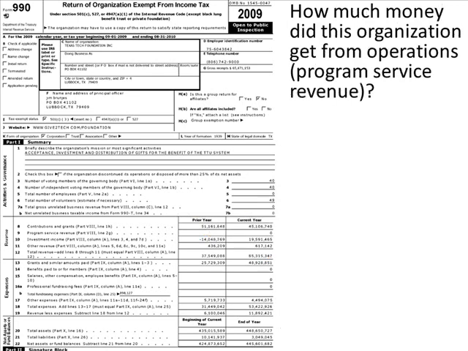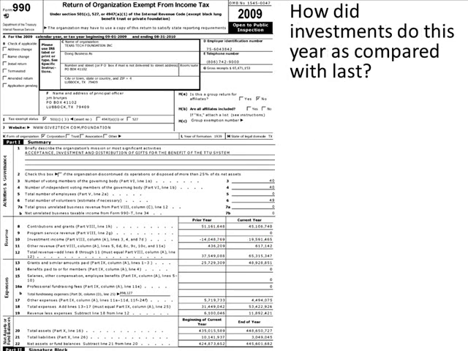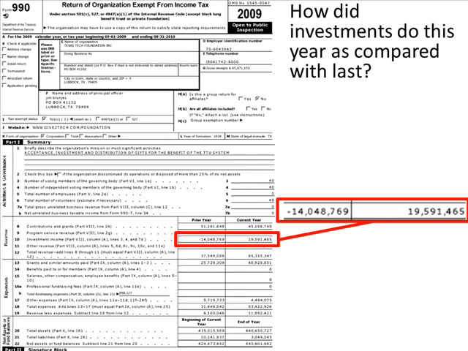How much money did this organization get from operations, that is program service revenue? The answer is nothing. This is not an operating organization. It simply holds, invests, and distributes money. How did investments do this year as compared with last year? Well, this year, investments increased by almost $20 million. Last year, they fell by more than $14 million.